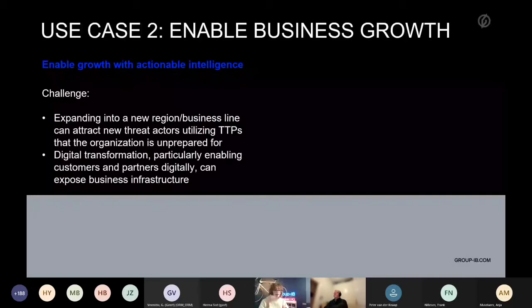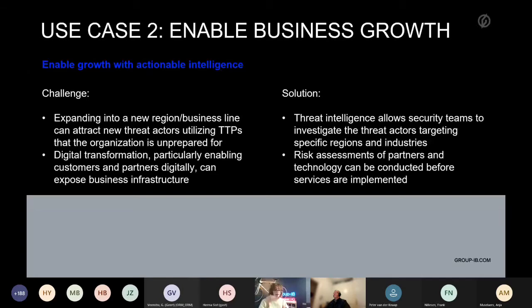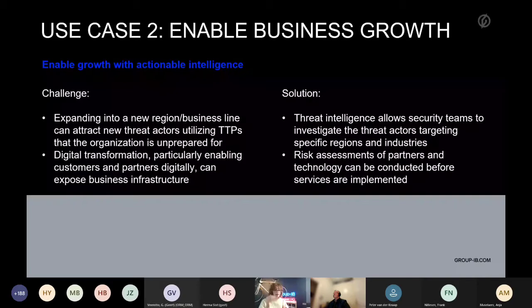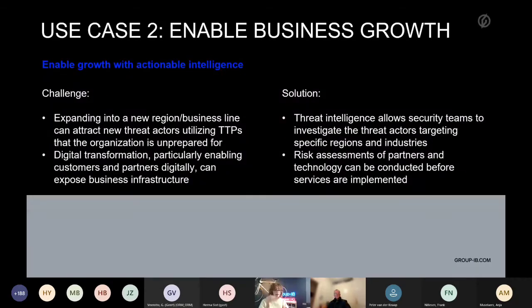So the solution is, threat intelligence allows security teams to investigate the threat actors which are targeting them, their regions, or their industry, and conduct risk assessments. If you're thinking about integrating or using a certain vendor or partner for your technology, you can do a review. How many vulnerabilities have been found in the last year? How many exploits have been utilized against people in my industry?